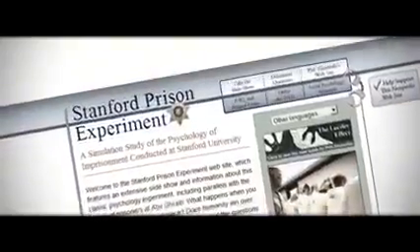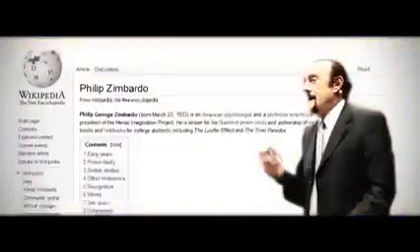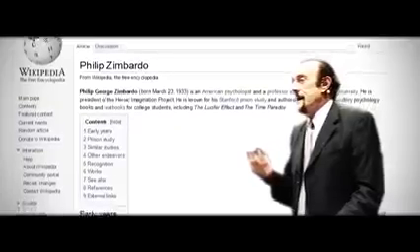In 1971, today's well-known psychologist, Philip Zimbardo, decided to examine what would happen if you take perfectly normal and healthy young students and create a prison-like environment within Stanford University and tell them, for the next 2 weeks, some of you will act as prisoners, and some of you will act as guards.